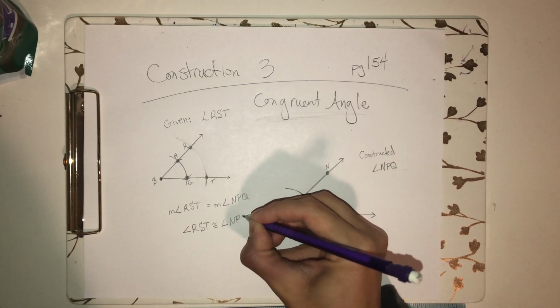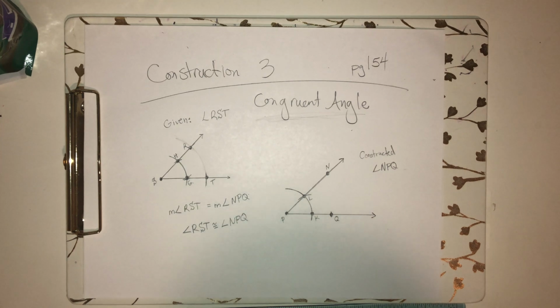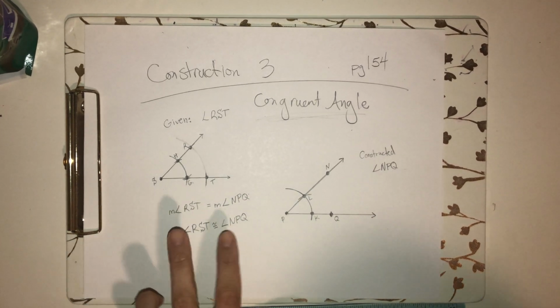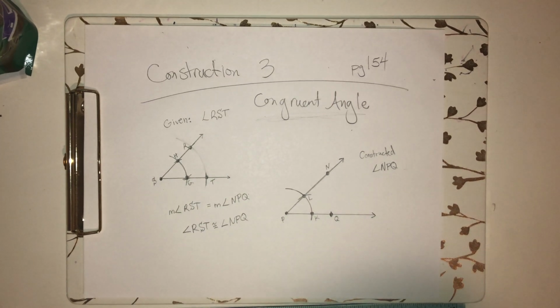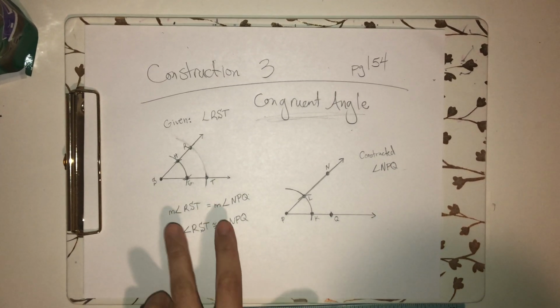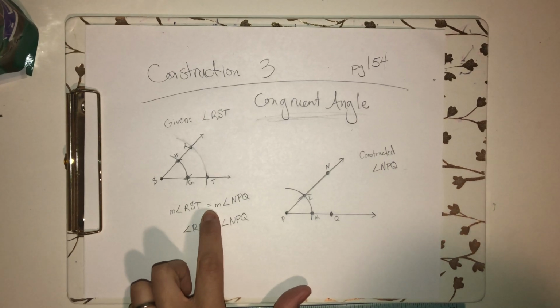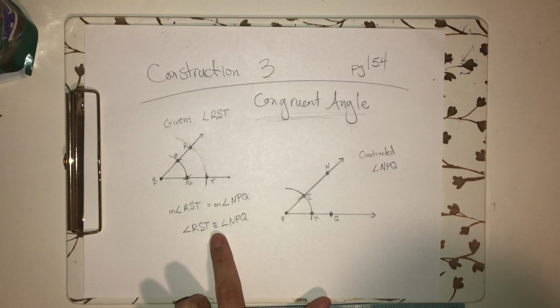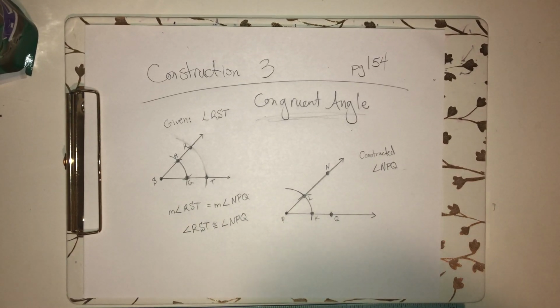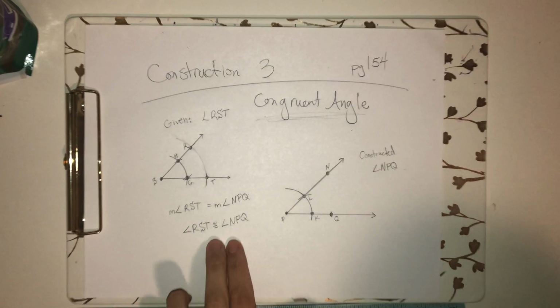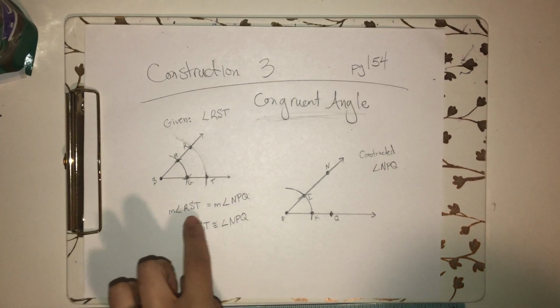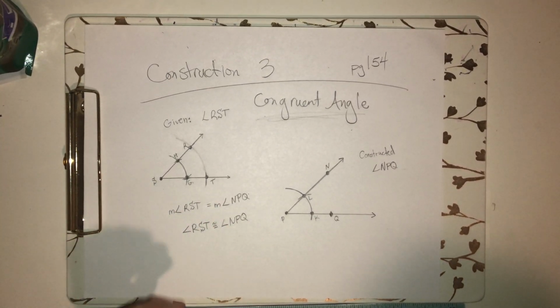I want you guys to note the difference in notation between these two statements. When we're talking about measures of angles, the little m in front of the angle name is necessary, and measures are equal to each other, whereas angles alone, with no little m's, we're not talking about measurements. The angles themselves are congruent as a direct result of the two angles having the same measure.